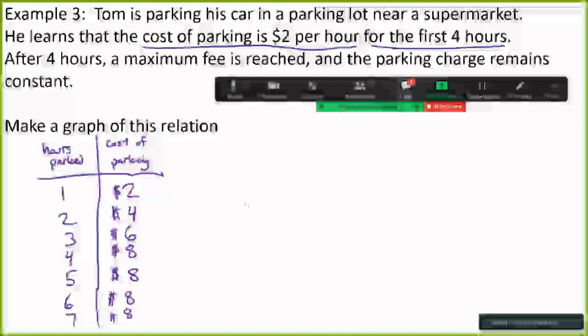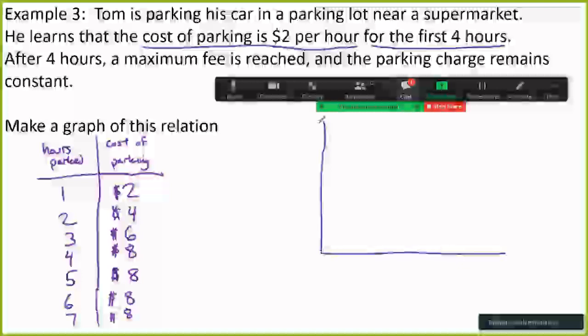So let's try to model this scenario with our graph now. Make your box. We've already picked hours to be our independent, so that goes along the bottom. Hours parked. And then on the side, going up and down, is cost of parking. Okay, this time our numbers aren't as big as the last example, so it'll be a little easier to graph it. We want our hours parked to go from a 1 to 7 at least, because that's what we wrote out. So we're just going to start here.